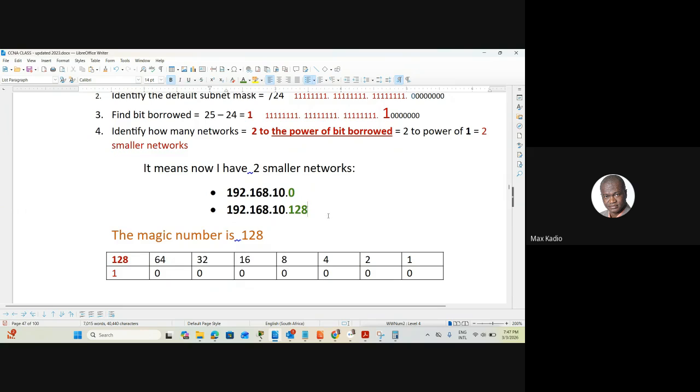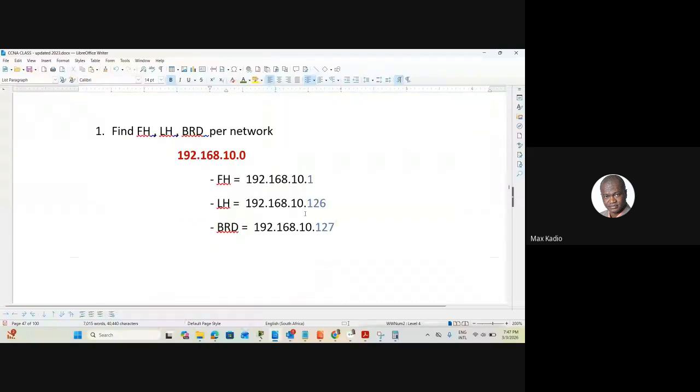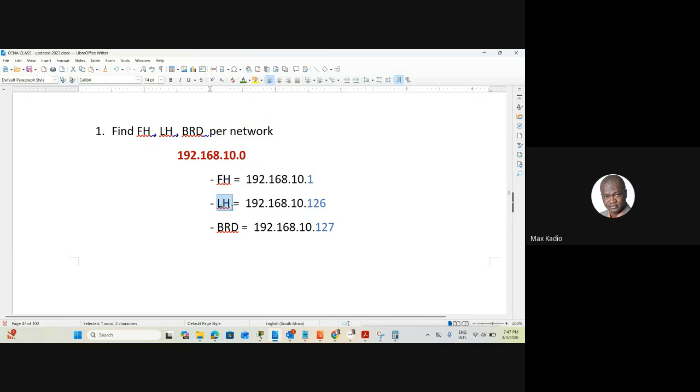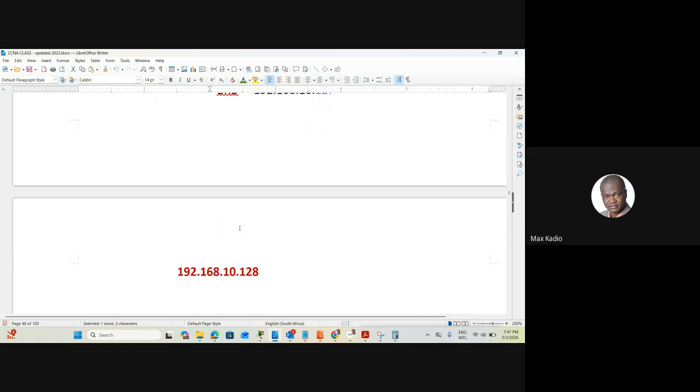Now, the last part, I now found 2 networks. I have now 2 smaller rooms. Per smaller room, we need to find the first valid host I can assign, the last valid host I can assign to a PC, and the broadcast. I'll explain to you many times, no worries for that.